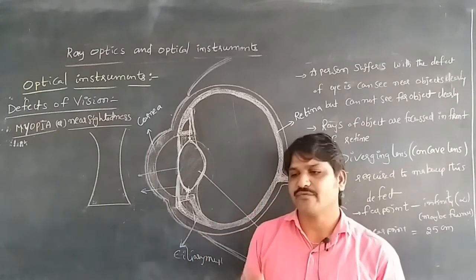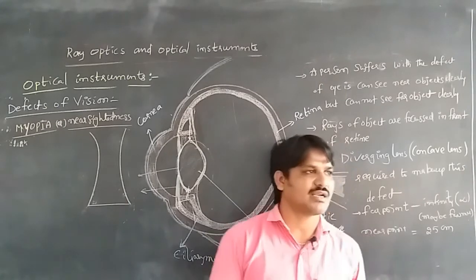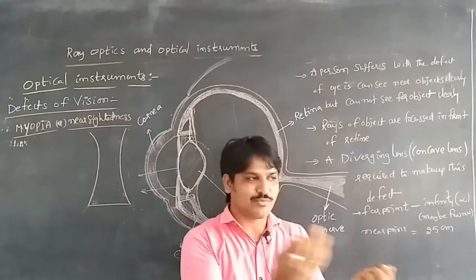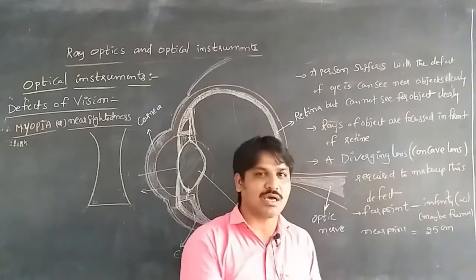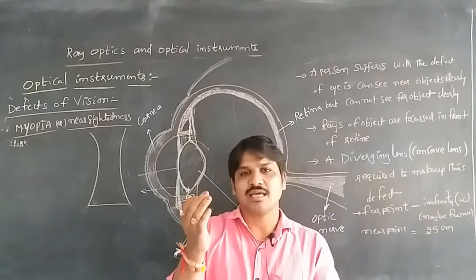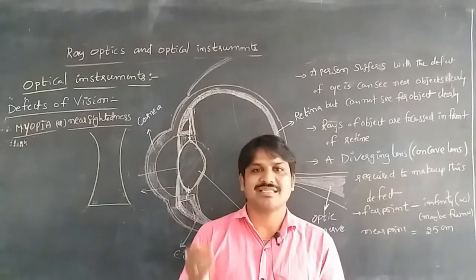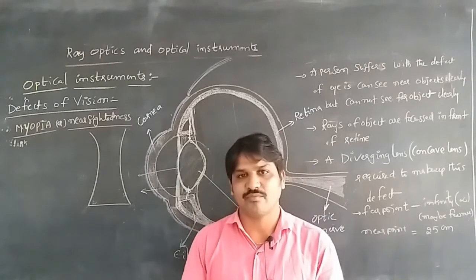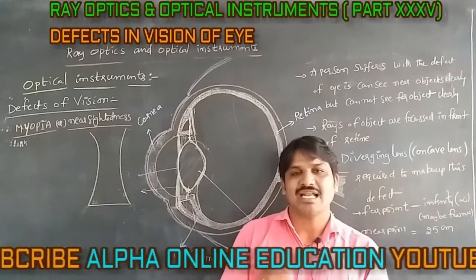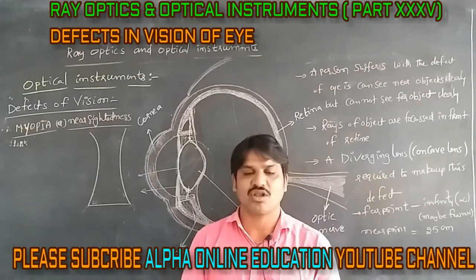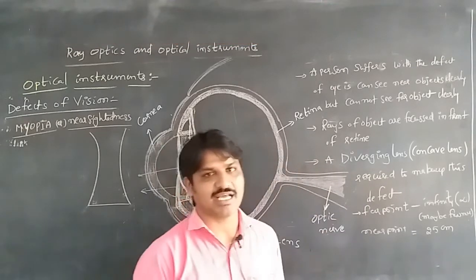When we see some of the candidates, they are reading the newspaper by putting it very near to the eye. Myopia means short-sightedness. A person with this defect can see nearer objects clearly, but cannot see far objects clearly.